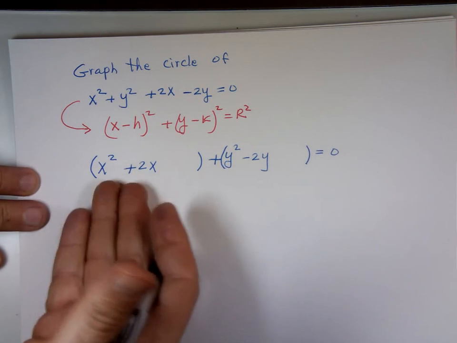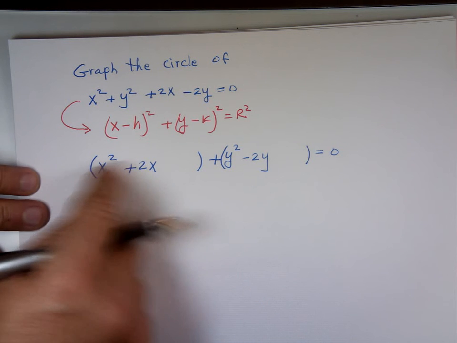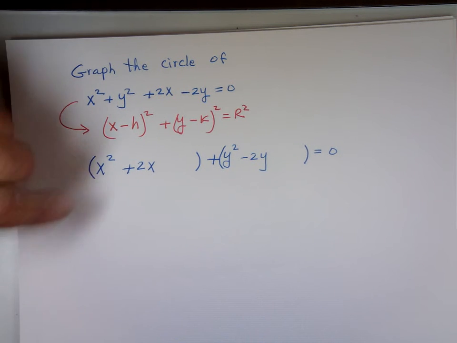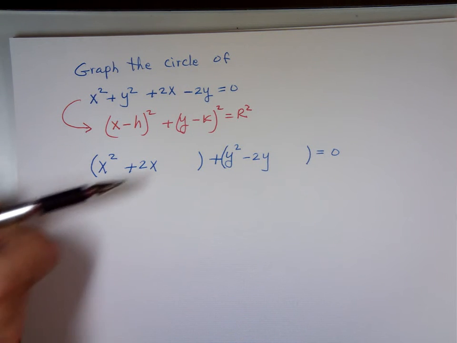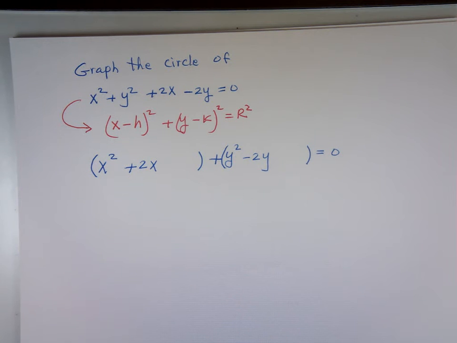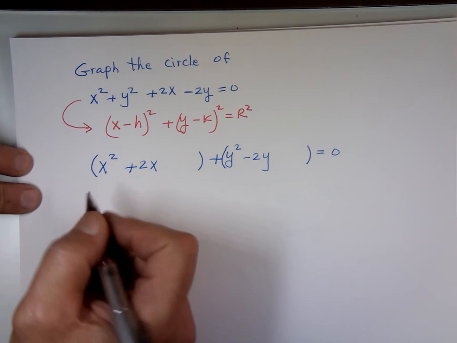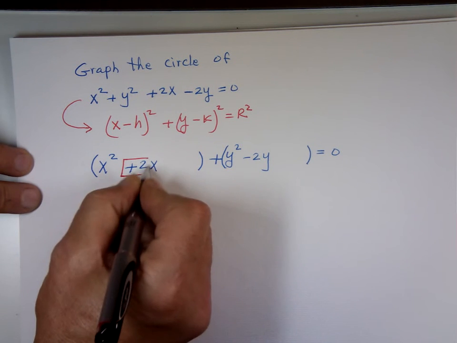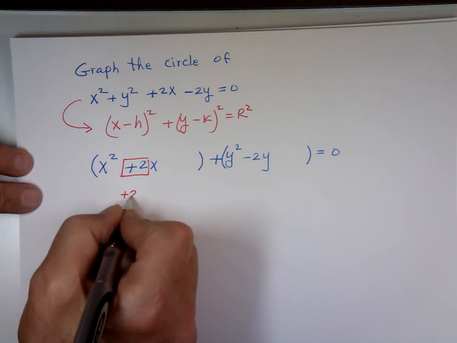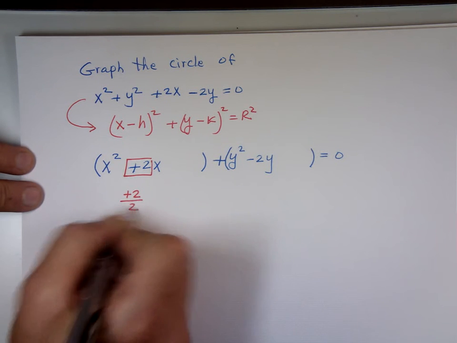I'm going to somehow magically make this one look like this. Well, the only thing I can do right now is factor an x out. But if I factor an x, it will not look like this. That doesn't do me any good. Not even close to what I'm looking for. So to make this look like this, I need to complete the square. I don't know if you remember completing the square. You take this number, which is plus 2, divide it by 2, and you square it. That's how you complete the square.